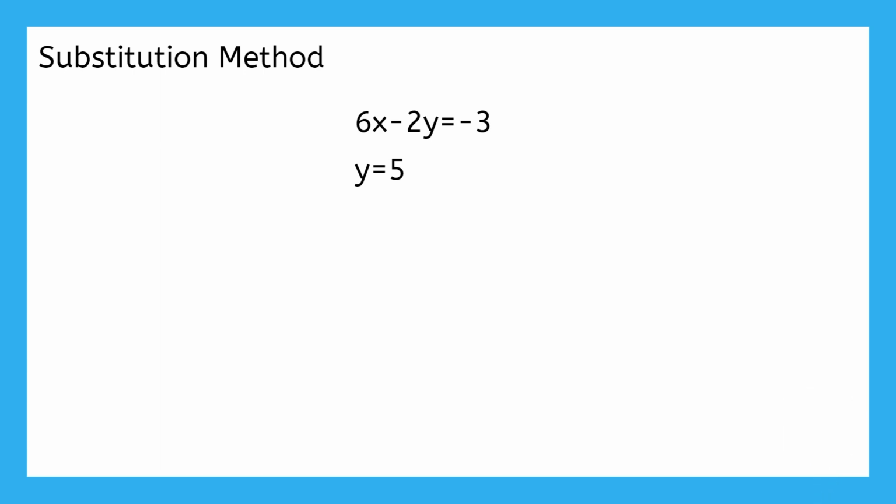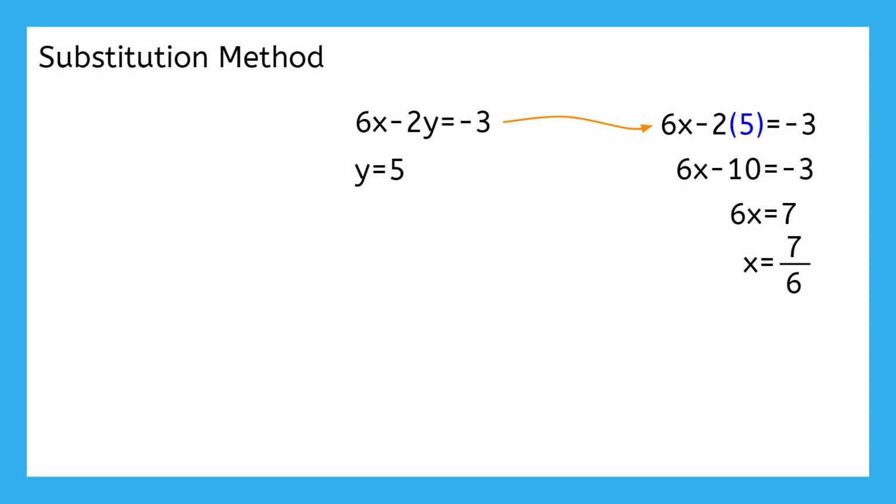You see, we can substitute 5 in y's place, like this. And now that x is the only variable left in this equation, we can solve for it. Go ahead and solve for x if you haven't already done so. Did you get 7 over 6 for x? If not, take a moment to check your work against mine and find your mistake.